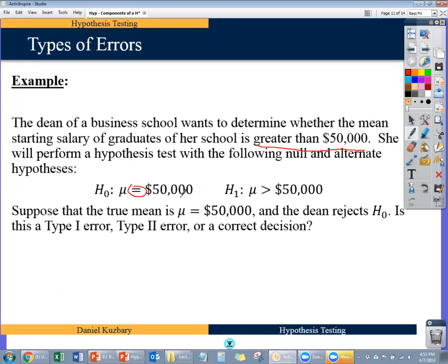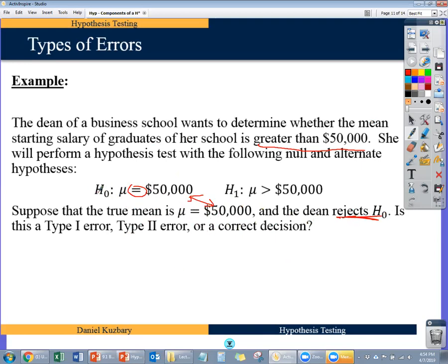Suppose that the true mean really is 50,000. So suppose that H naught is actually true and the dean rejects it. So this is true, but the dean rejects H naught. Is this type 1, type 2, or a correct decision?